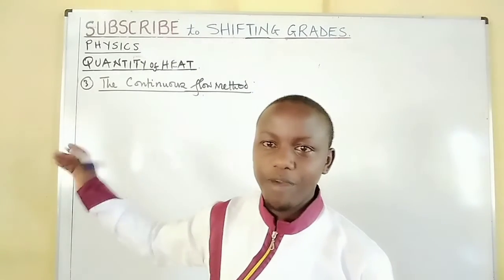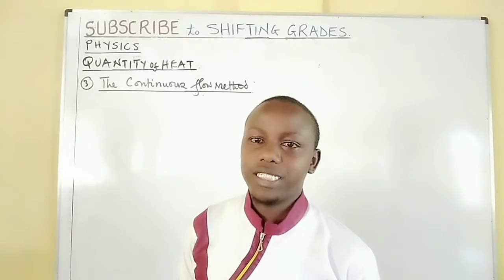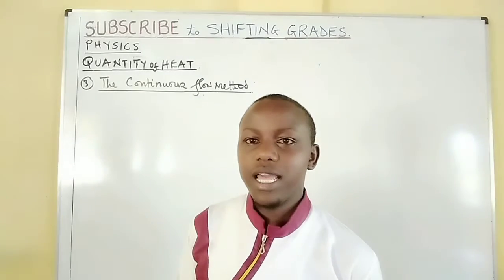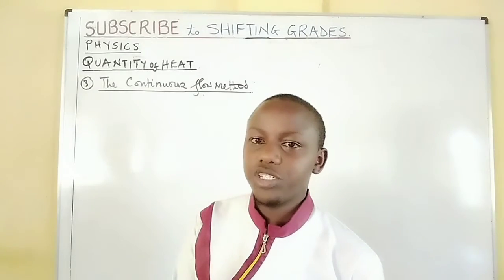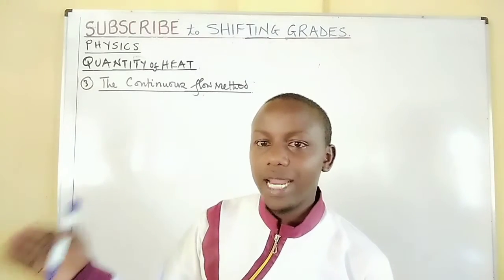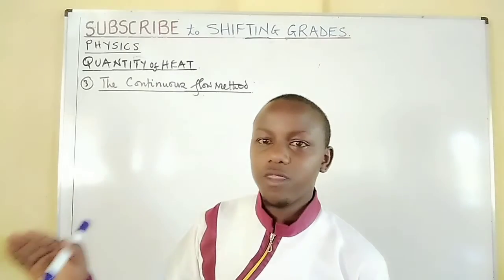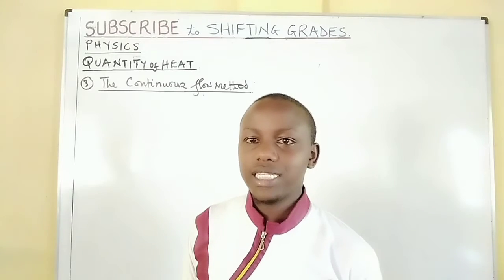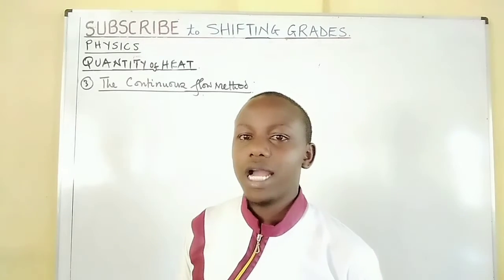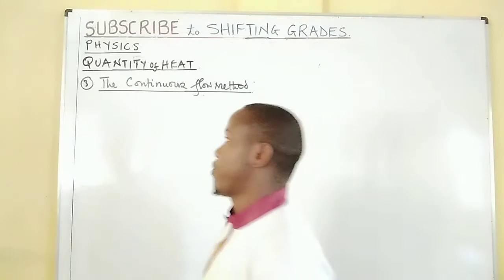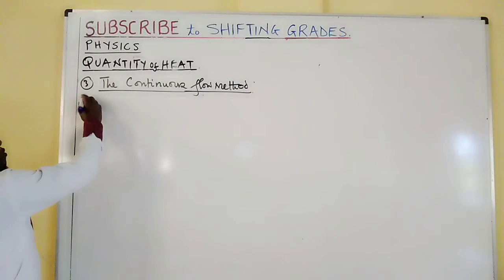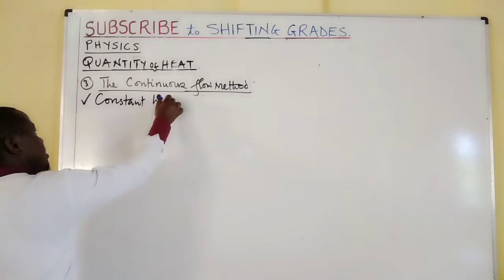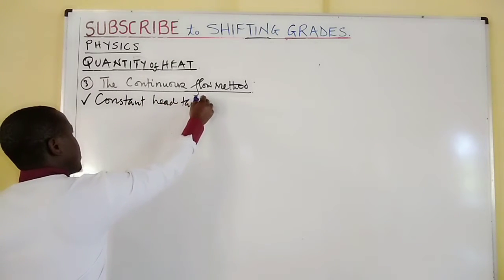substances. So for this method, let me first of all record the apparatus you require for the experiment. Then we will see how the apparatus are arranged, check out the procedure, and analyze the results and see how they can be manipulated to give us the specific heat capacity of a given substance. So what you first require is a constant head tank. I will show you what that one is.